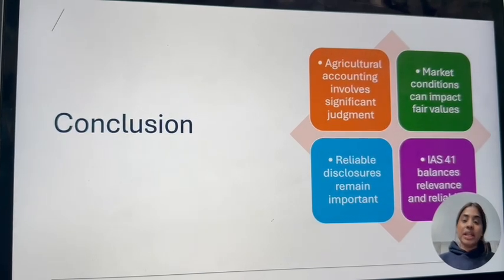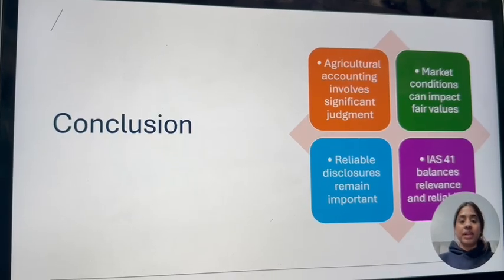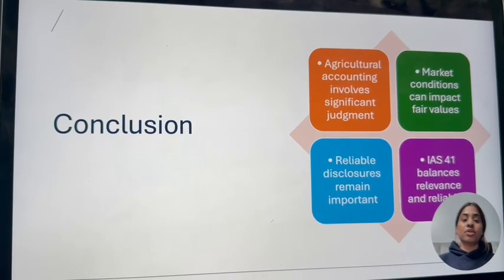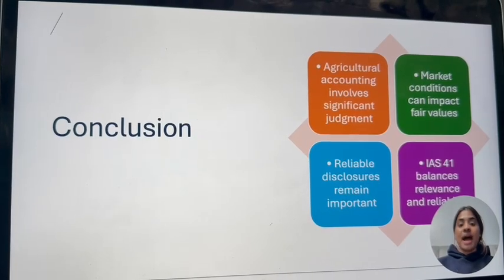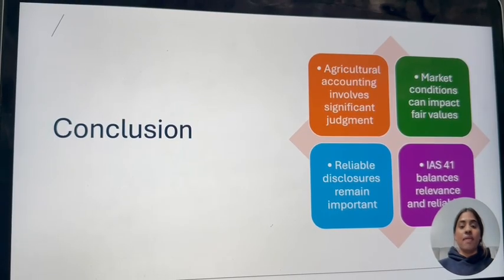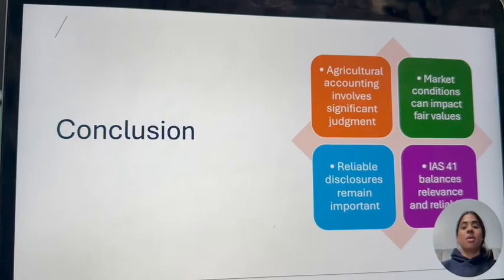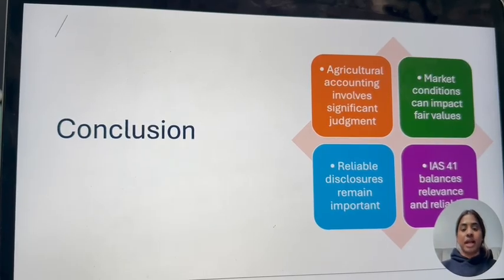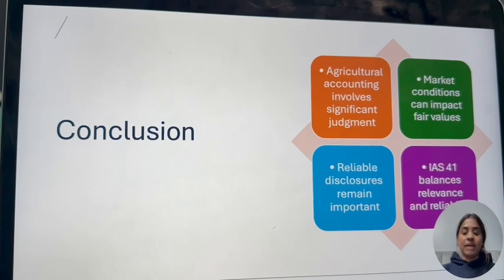To wrap up, IAS 41 is useful because it gives more up-to-date information about biological assets, but it definitely comes with a challenge. A big part comes down to judgment. Companies have to make a lot of assumptions when they don't have a clear market value. The biggest takeaway is that you can't just look at the numbers on the financial statements. You really have to look at the disclosure notes to understand what's behind those numbers and how they're calculated. Overall, IAS 41 balances relevance and reliability.